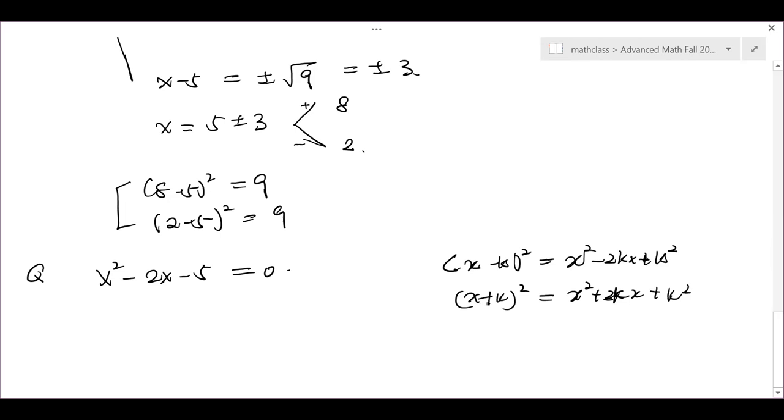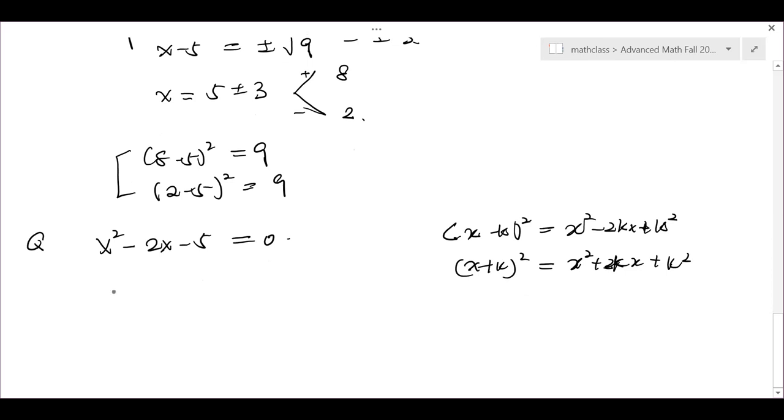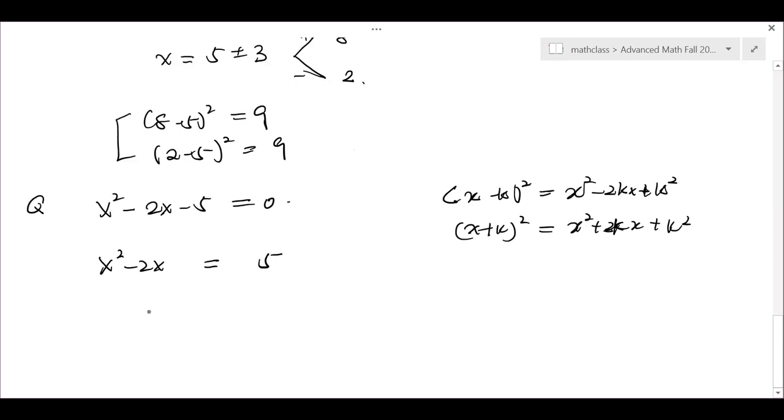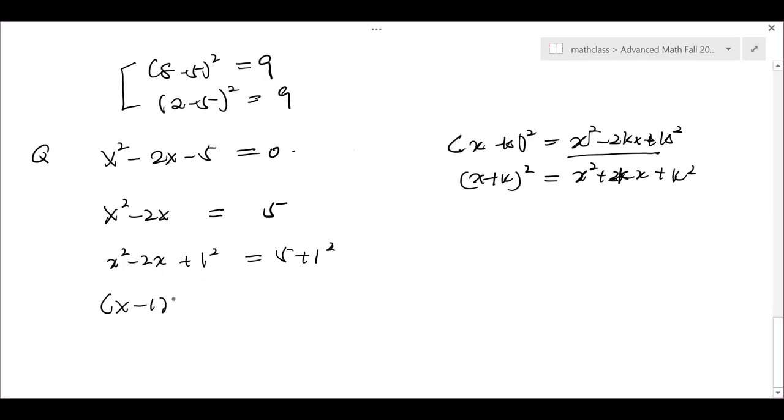Okay, so this is called completing the square. Right, so step 1, x squared minus 2x equals 5. Now I have to add a number to both sides so I can get the complete square. So what should I add here? I think it's 2kx. 2k should be 2, so k should be 1, so add 1 squared. Then the left-hand side is (x minus 1) squared equals 6.